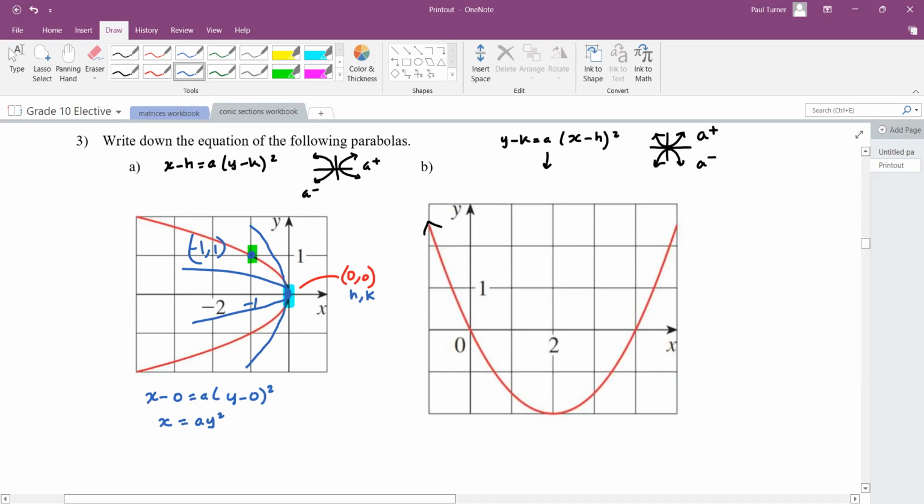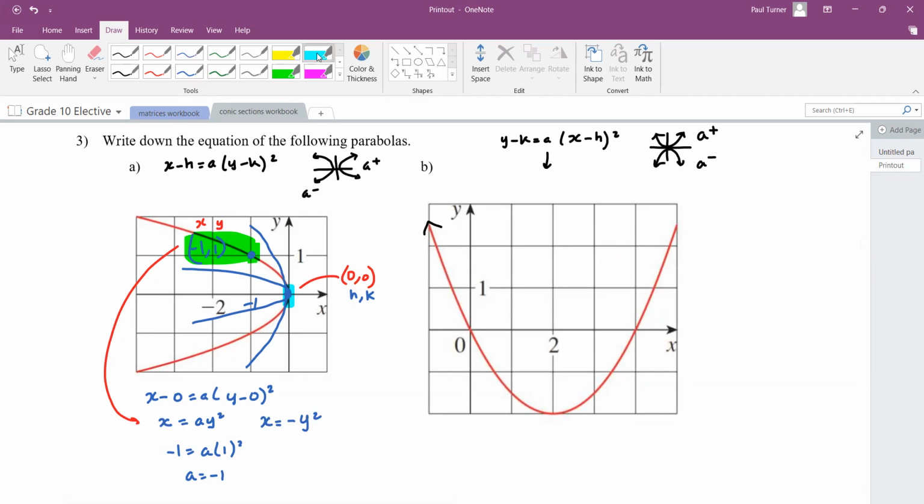So that's why it's important to find a point on the actual graph. And we do have one point. We've got (-1, 1). So we'll take this as the x and y value, and then we substitute into our equation here. So we're going to get x, which is -1, equals a times y, which is 1, squared. So a will be -1. So we can write our final answer then as x equals -y squared. So that would be the final answer there.